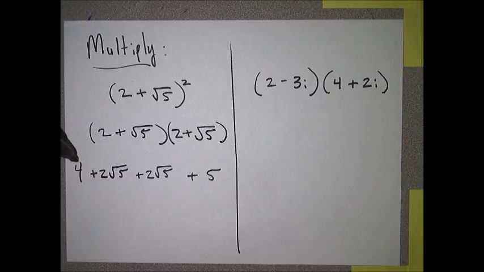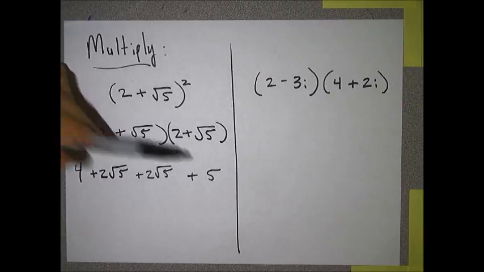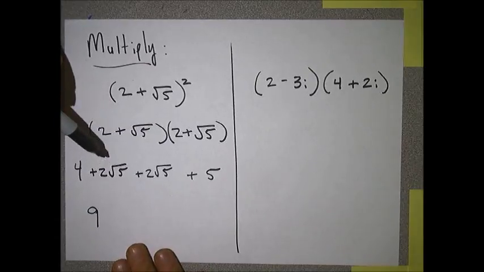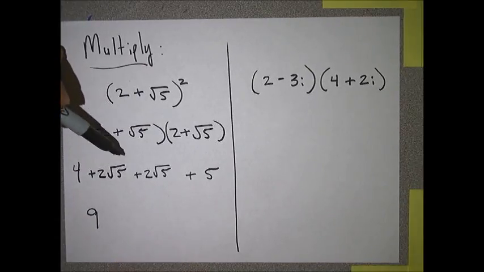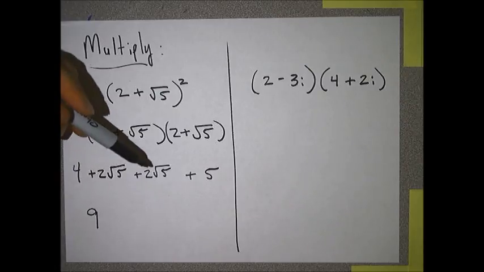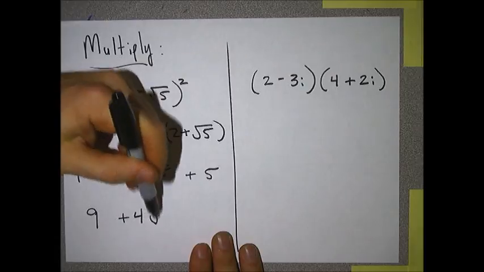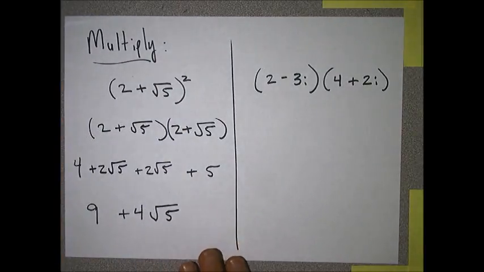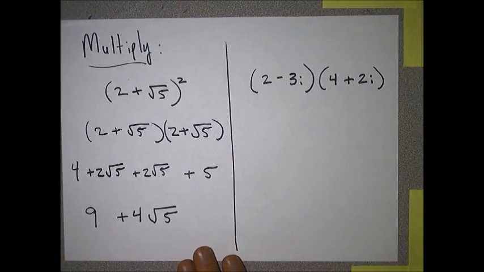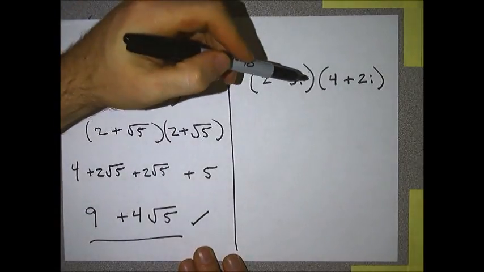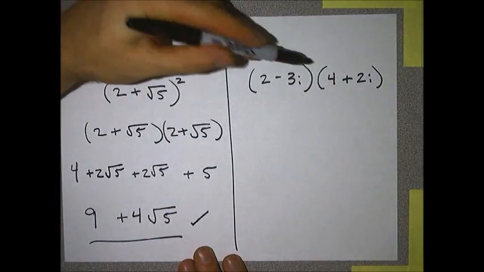So when I go to combine these now, I have a 4 and I have a 5, and 4 and 5 give me 9. And when you add or subtract radicals, you think of the radical as an object. It's just a thing. So I have 2 of these things and another 2 of these things, and if I'm adding them up, that would give me 4 of these things. And in this case, these things are root 5. Final answer.